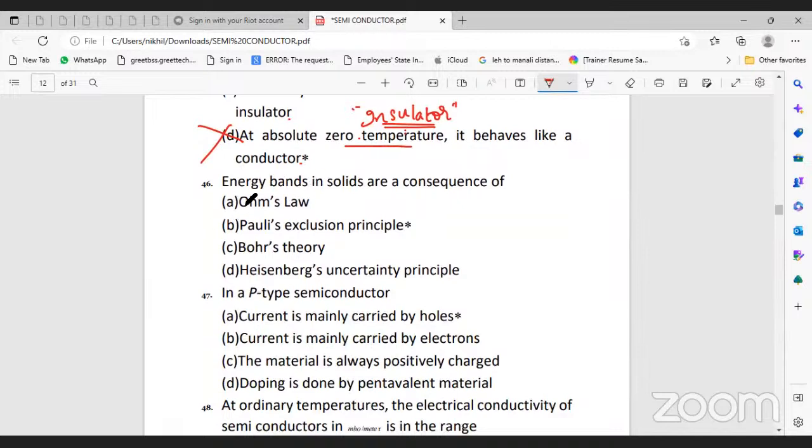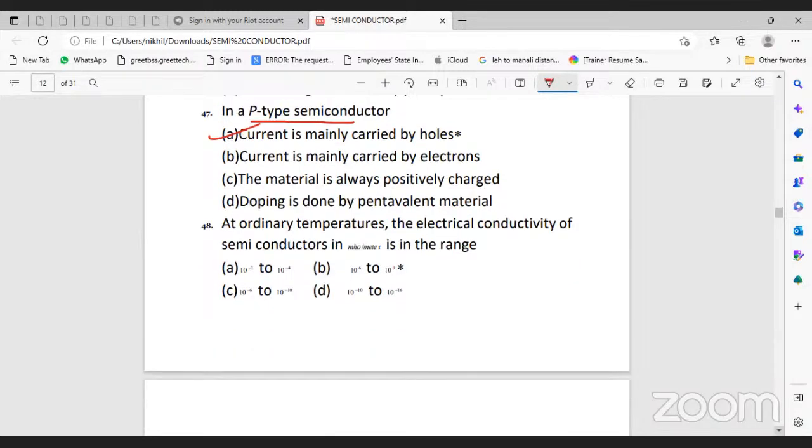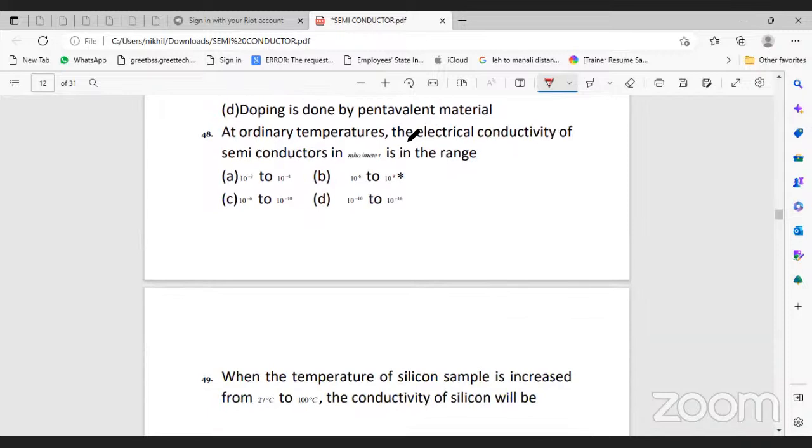This is not required. Anyway, the energy band is going to be classified by using electronic configuration. You know that electronic configuration is given by Pauli's exclusion principle. In the case of a p-type semiconductor, current is mainly carried by holes. At ordinary temperatures, electrical conductivity for a semiconductor varies from 10 power 6 to 10 power 9 mho per meter.